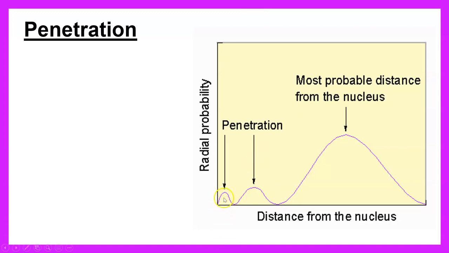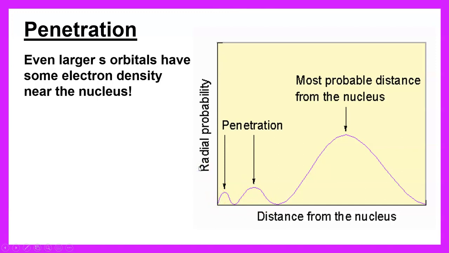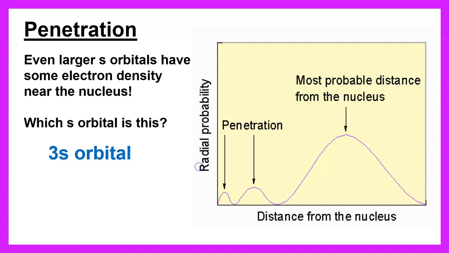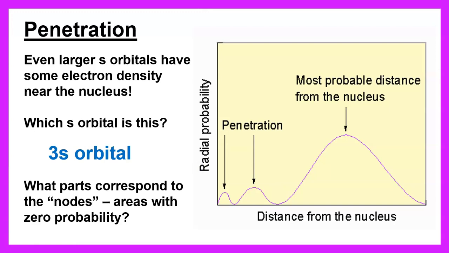You can see here, these peaks are much smaller than this peak. This is the most likely place we would find the electron, but we could find it in here and a little bit closer even here as it's penetrating towards the nucleus. When you look at this graph, you should be able to guess that this is going to be a 3s orbital. And which areas on this graph do you think are the nodes, the areas where we don't have any probability of finding that electron? Right there and right there.